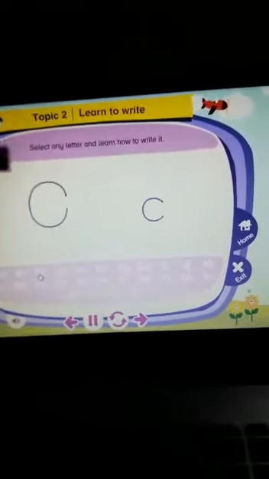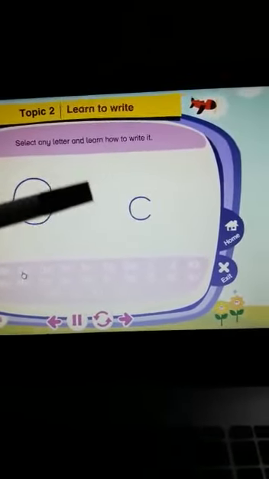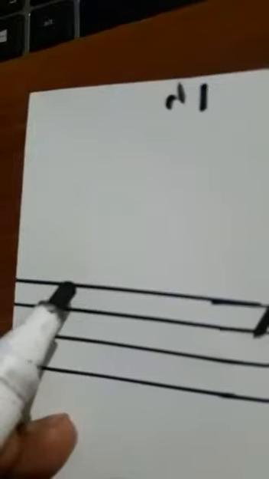Learn to write C. Uppercase C and lowercase c. Draw a curve from the top line. Start from the top line. C. Draw a curve from the second line for lowercase. Uppercase C and lowercase c.